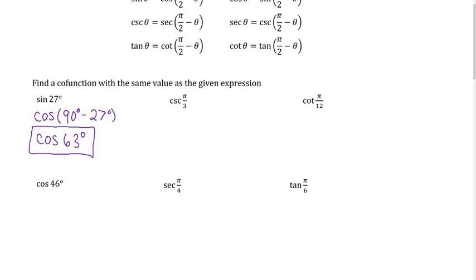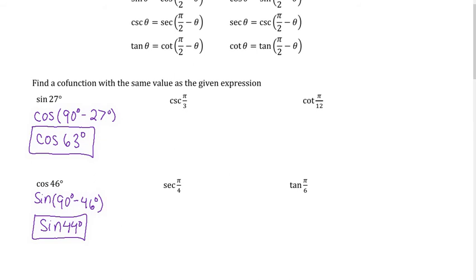Now that we have established that and shown it in our calculators, let's look at cosine of 46 degrees. Its cofunction identity is going to be equal to sine of 90 degrees minus 46 degrees, which is the sine of 44. So cosine of 46 degrees has the same value as the sine of 44 degrees.